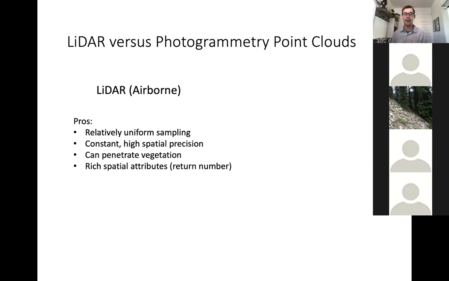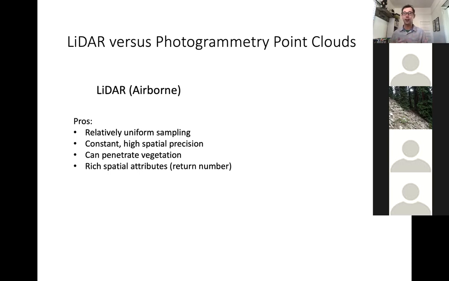So LiDAR has some advantages here. You get relatively uniform sampling. If your LiDAR is set up as a scanner, then it's essentially sampling the landscape at a particular spacing. And sometimes that spacing can be farther apart or closer together, but it's relatively uniform within a swath or a flight line. And you also get constant, relatively high spatial precision for the points that come back, on the order of centimeters. So as long as the GPS in the airplane is working really well, and the high precision clock that it's using to calculate time of flight is working really well, then you're getting constant high spatial precision.